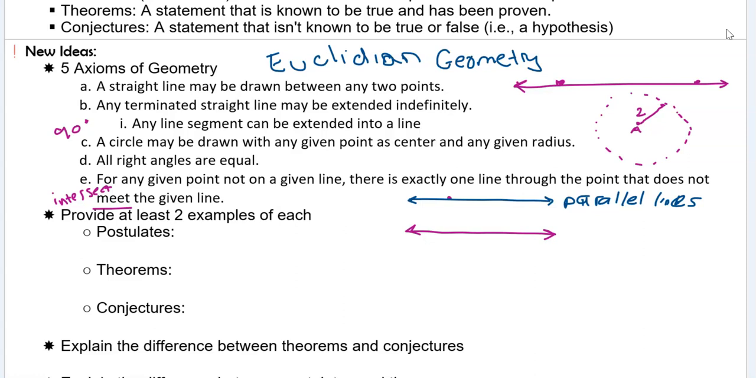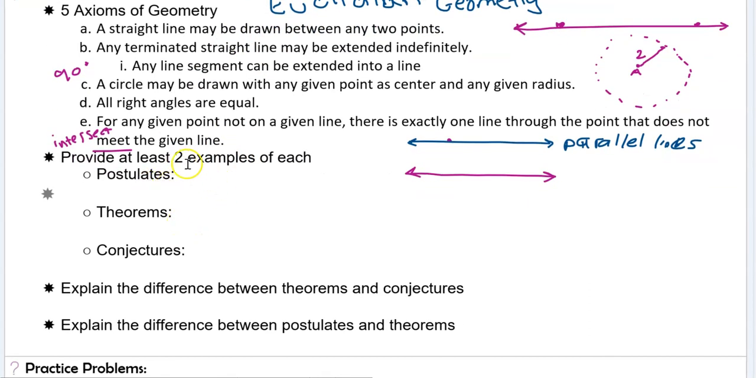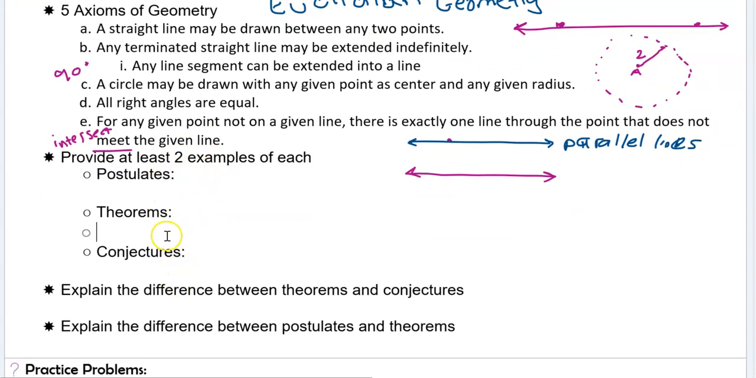So those are our 5 axioms. Axioms are a very small category of postulates that define a specific type of geometry that we're talking about, Euclidean or spherical or geometry on a torus, any of those things. So now let's see some postulates and theorems and conjectures.